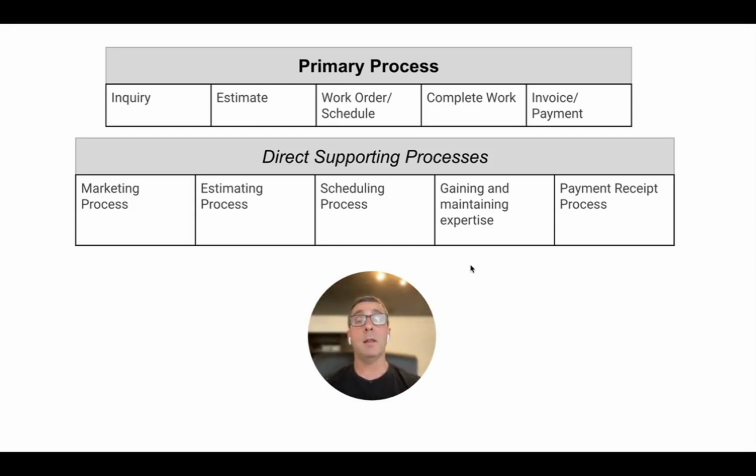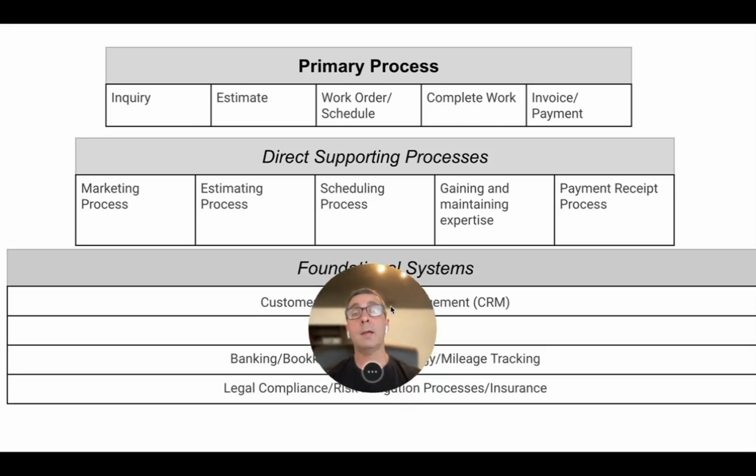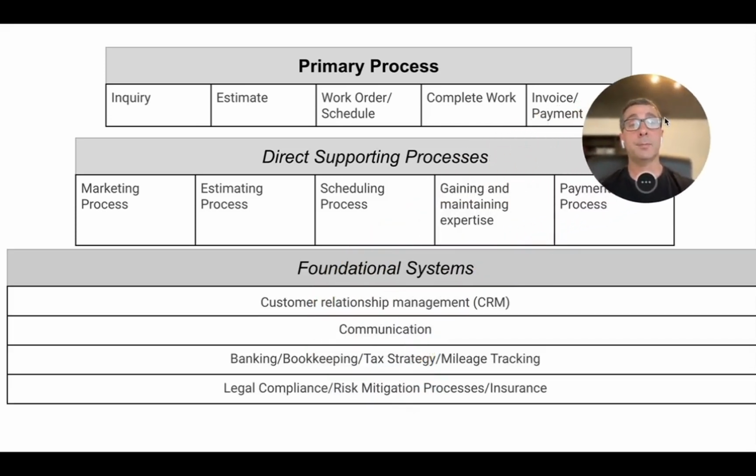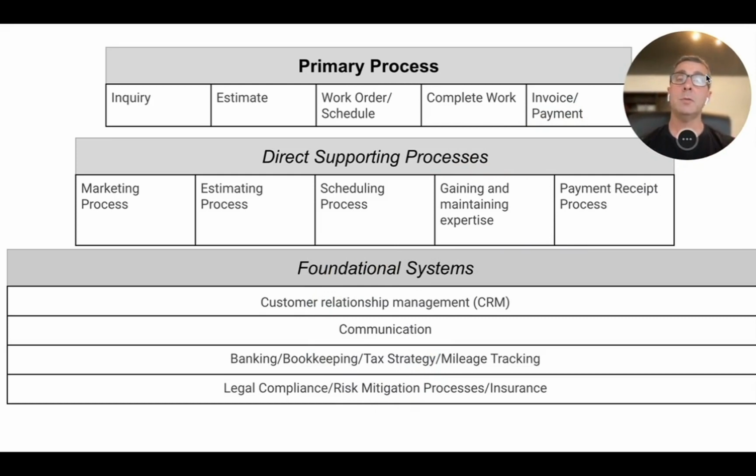Then moving down the line, we have what I call these foundational systems. These foundational systems are a supporting layer to both the supporting process and the primary process. And I've stacked them in that way. You can almost see it as a house. This is the foundation of a house, and you build other things on top of that and other things on top of that. And if you don't have a strong foundation, it's hard to execute either your direct supporting process or your primary processes.